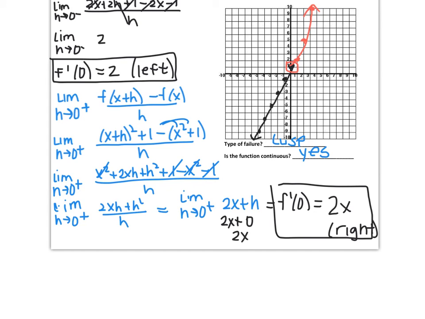So you can see clearly that the limit, or excuse me, the derivative from the left is 2, but the derivative from the right is 2x. They're not equal to each other. Therefore, the derivative fails at this cusp value right here.